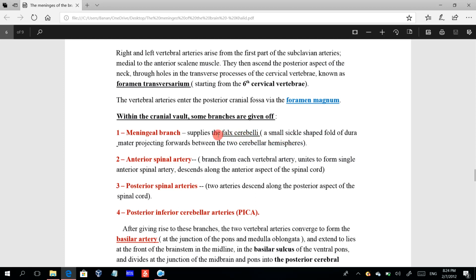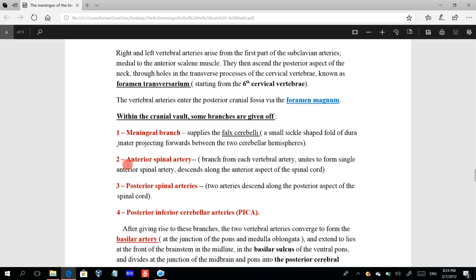And as I said in the beginning of my lecture, the falx cerebri is one of the membranous foldings of the dura mater, and this fold separates the right and left parts of the cerebellum. So this falx is supplied by a small branch from the vertebral artery, which is called the meningeal branch.